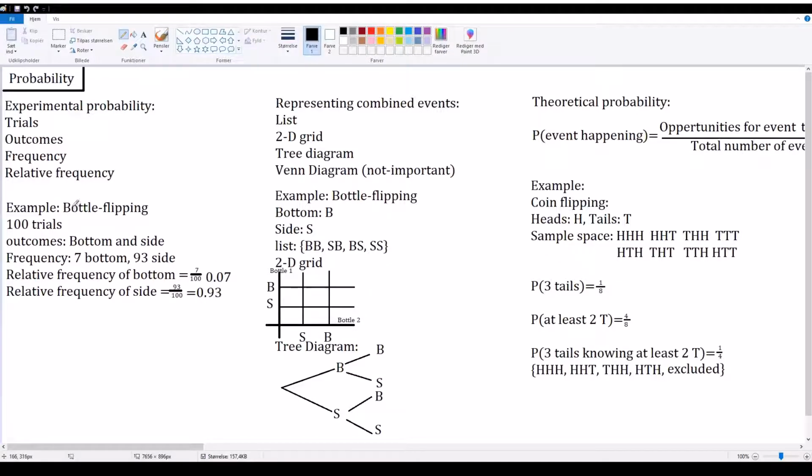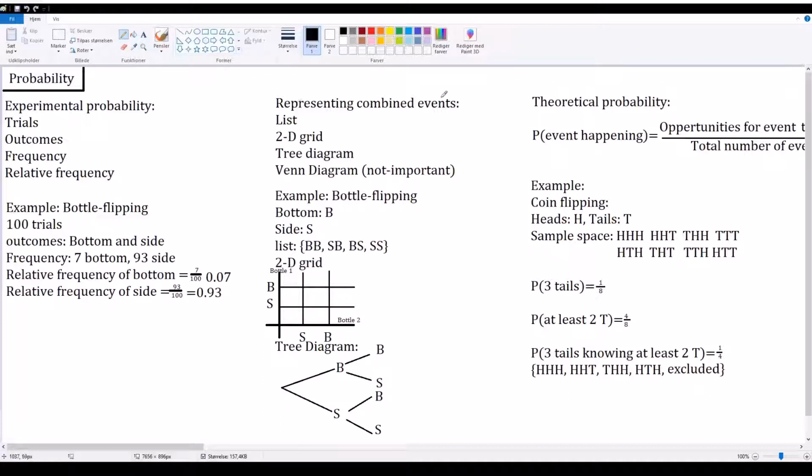So for example, here we have someone bottle flipping, and there were 100 trials. The two different outcomes were that it landed on its bottom or it landed on its side. The frequency was it landed on the bottom 7 times, it landed on the side 93 times. So the relative frequency of it landing on the bottom is 7 divided by 100, which is 0.07, and the relative frequency of it landing on the side is 93 divided by 100, which is 0.93, or 93 out of 100.